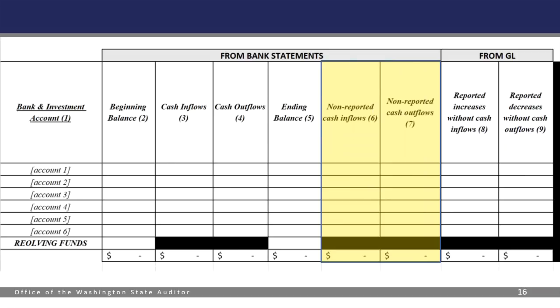Columns 6 and 7 refer to cash inflows and cash outflows. That is, those outflows and inflows that hit your bank account but did not get reported as a revenue or an expenditure. And when we talk about revenues and expenditures, I'm talking broadly as any account that starts with a 3-1 through a 3-9, or expenditures which start with a 5-1 through 5-9. So these are things that did not get reported as those BARS accounts on your financial statements. So you'll still use your bank statements to determine this information.